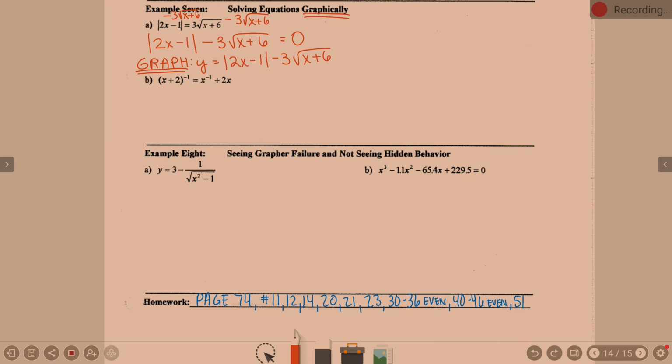So you're going to put your equation equal to 0. You're going to graph y equals, and then look for x-intercepts. Do you remember how to look for x-intercepts on your calculator? X-intercepts, what's another word for those? Zeros. Okay.